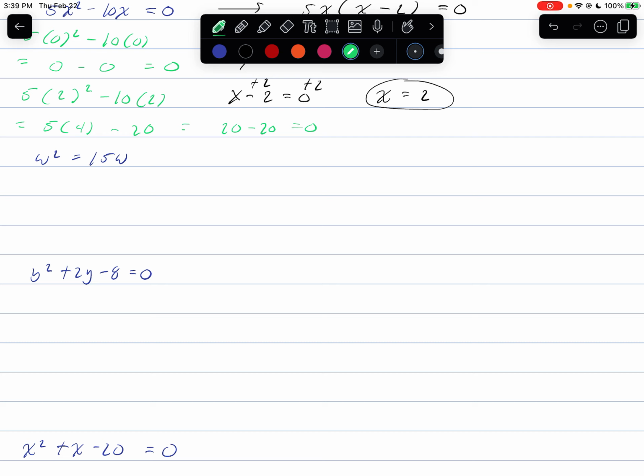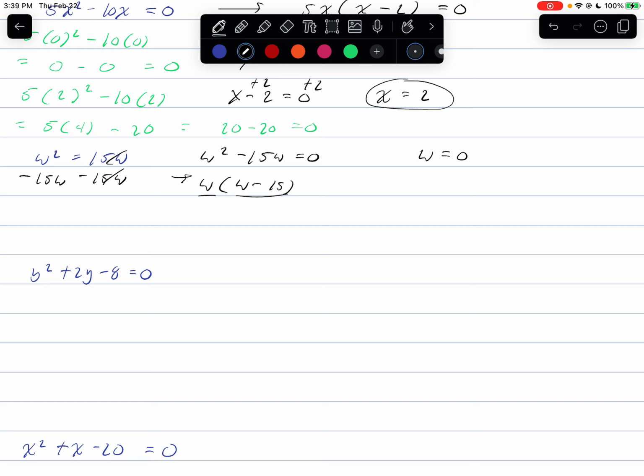Okay, now let's look at this one. Here we have w squared is equal to 15w. So again, remember, the first thing we need to do is set the whole equation equal to 0. So the way we want to do this is to take 15w away from both sides. And that's going to give us w squared minus 15w is equal to 0. And then from here, we can factor out a w. So this will become w times w minus 15. And now we'll set both w and w minus 15 equal to 0.